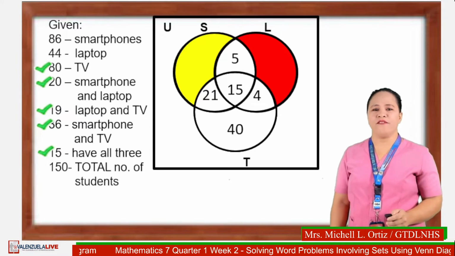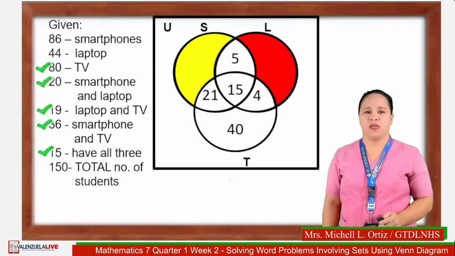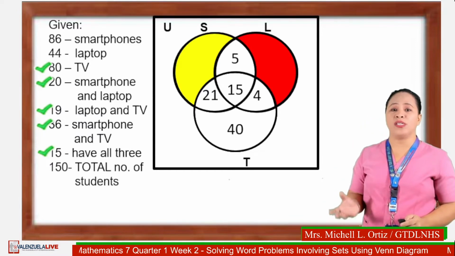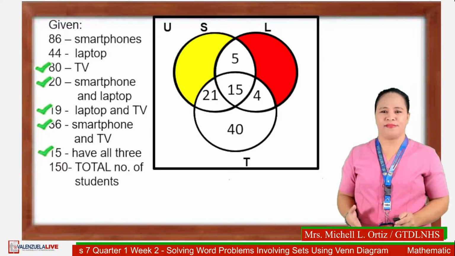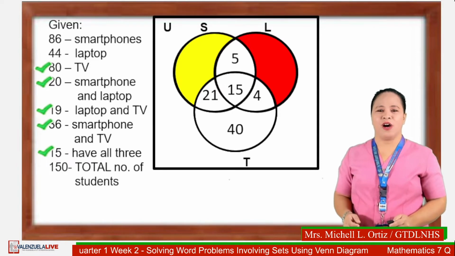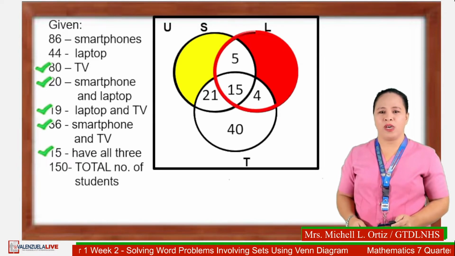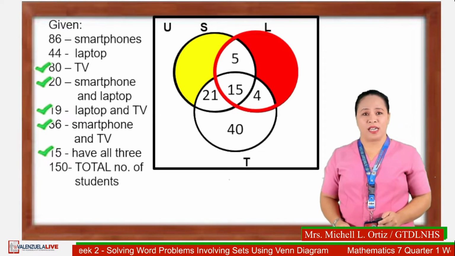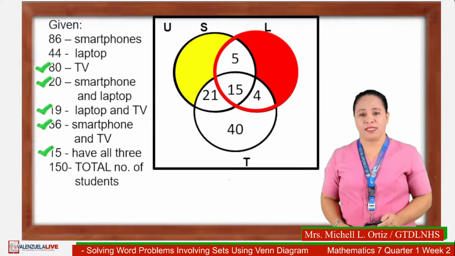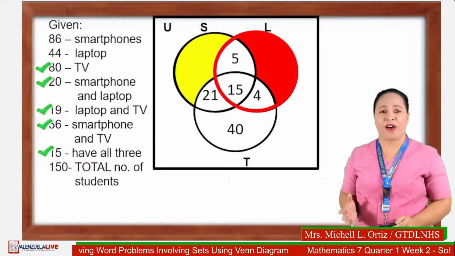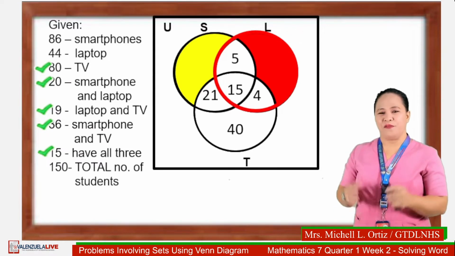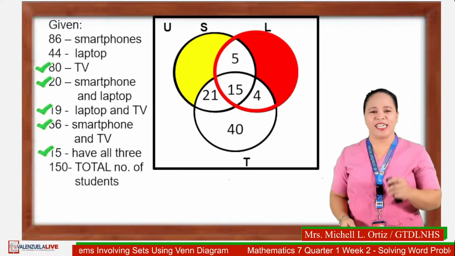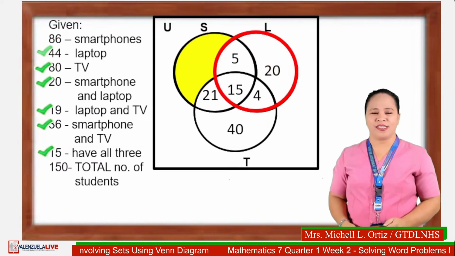Next, 44 have laptop. So which color are we going to fill in next? Is it the yellow or the red one? Correct. Going to fill in the red one. What is the cardinality of the red region? Take note, we have already 5, 15, and 4. Very good. The cardinality of the red region is 20.